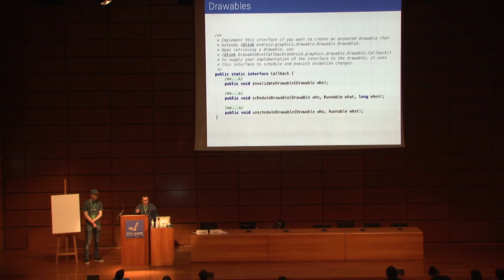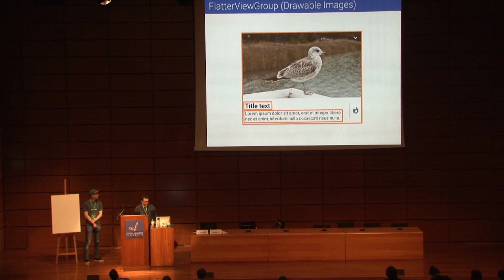So basically, when you call invalidateSelf on a drawable, the drawable will go to its callback, that is your view, and will ask to invalidate a region in the view. That is the region where the drawable is.